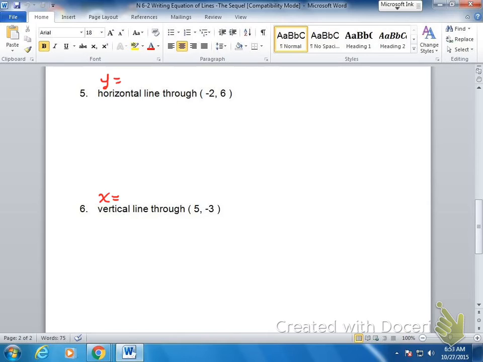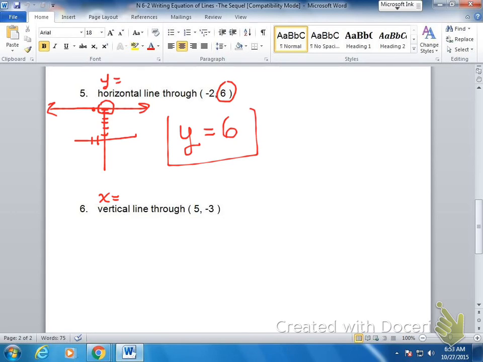Well, I'm going to sketch number 5 real quick. I'm going to plot that point it gives me. It's -2, 6. So it's about right here. Well, I need a horizontal line going through that point. Well, we know it's y equals, and the only y value it goes through is this point right here, which they gave us in our point. So my answer is y equals 6. The vertical line is similar, guys, except we're not looking at the y value, we're looking at the other value.